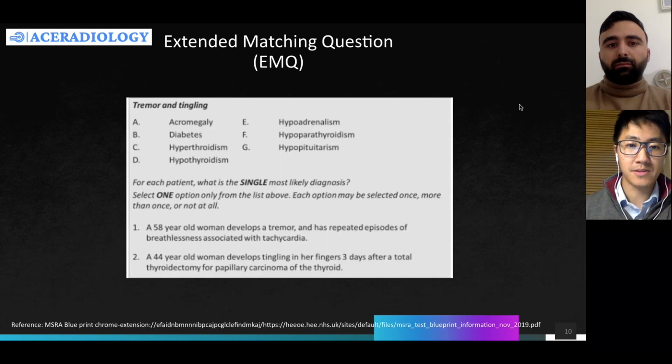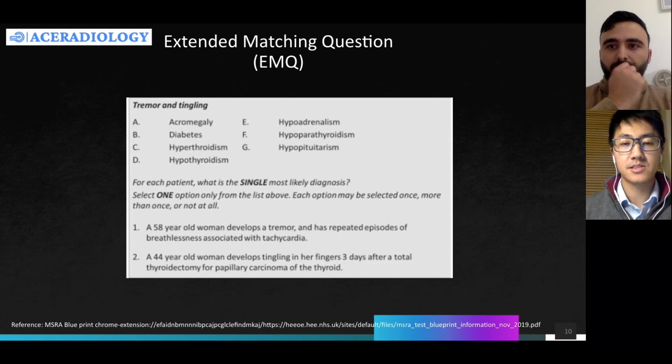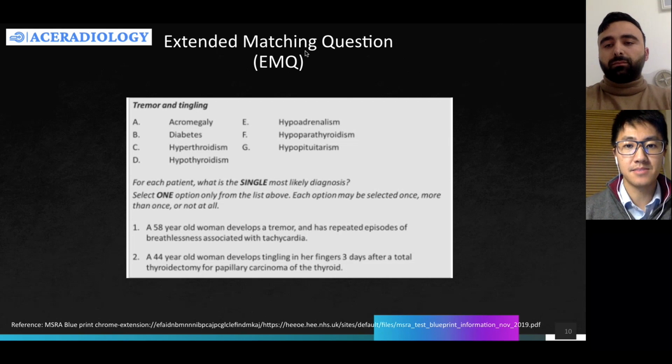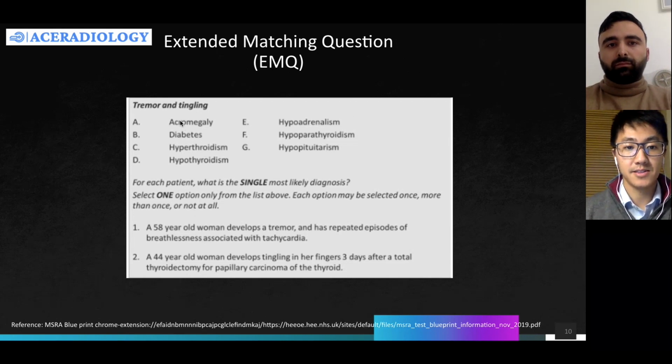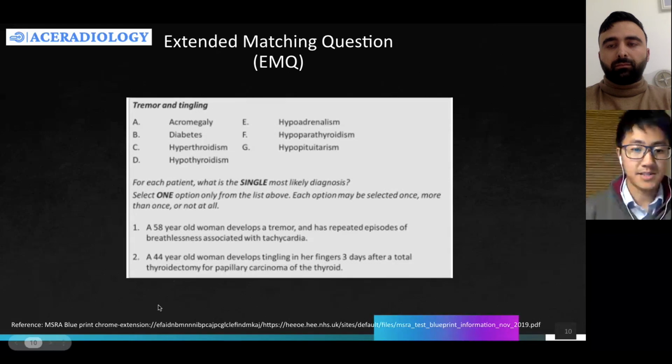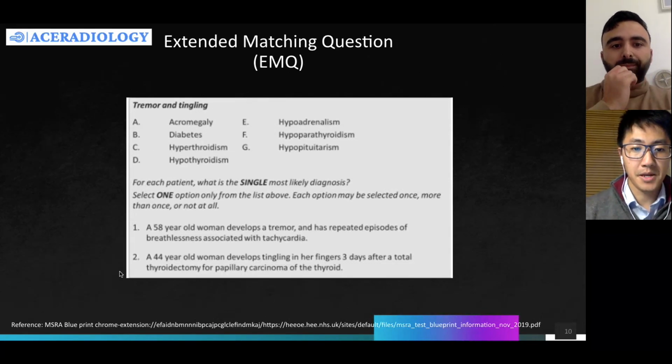Let's talk a little bit about how some of the questions are structured. So there are essentially 2 possible structures for this section. One is the extended matching question, and for this, at the top you'll see a few diagnoses. Following that, you'll have a couple of questions of which the answers are in the top. So this question is from the MSRA blueprint, and interestingly, they don't provide an answer for this, but it is a good example if I just talk through it.